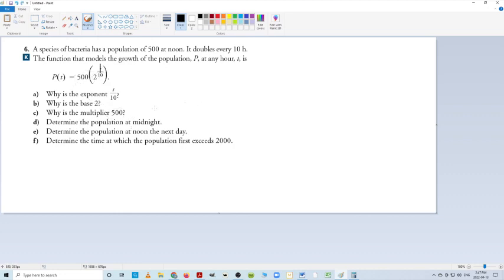Determine the population at midnight. Well, let's see. It starts at noon, 500 at noon. So midnight is 12 hours away. So that means right here in this formula, I would put a 12.